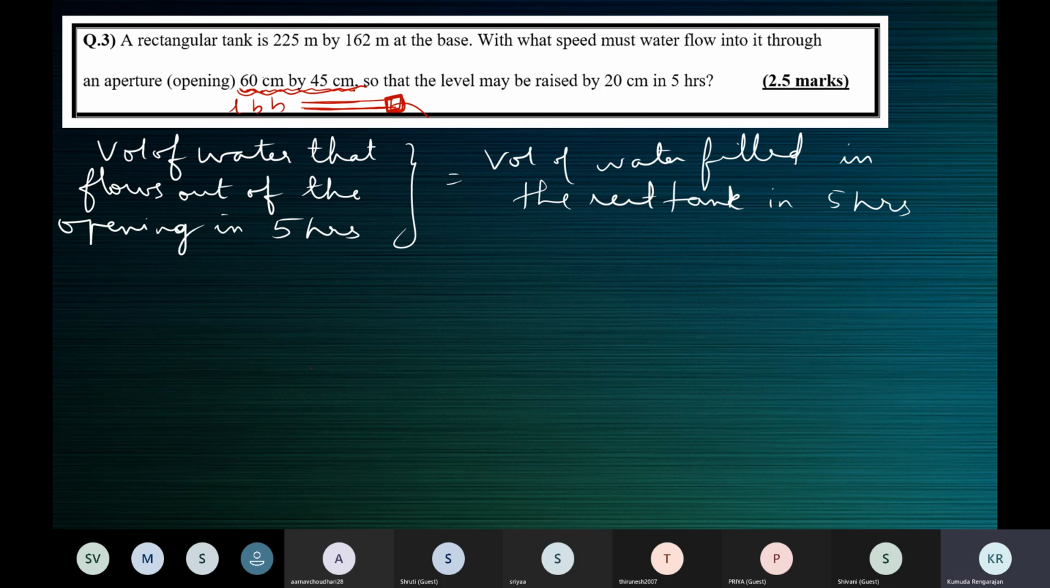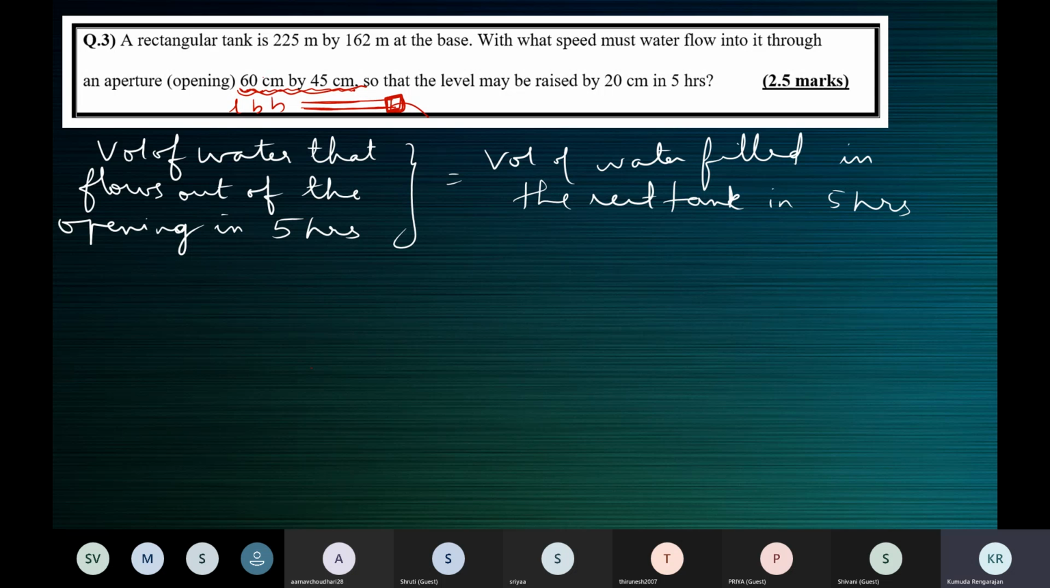The volume of the water. So there are two things here. An opening through which water is flowing out. The opening is rectangular. Length and breadth given, 60 centimeters by 45 centimeters. So that means that pipe is cuboidal. The height H is missing. Not the height of the pipe, the height of the water column is what we're going to find. That's about the opening. Then there is another one, which is the rectangular tank.